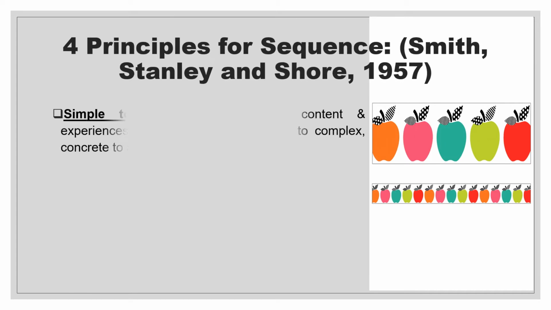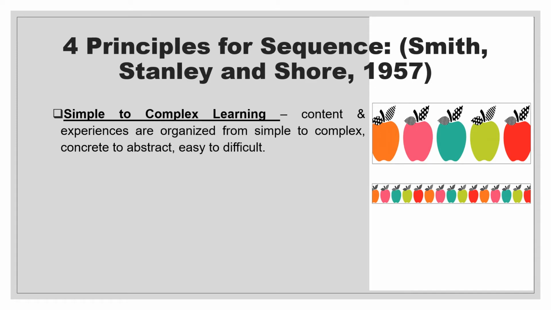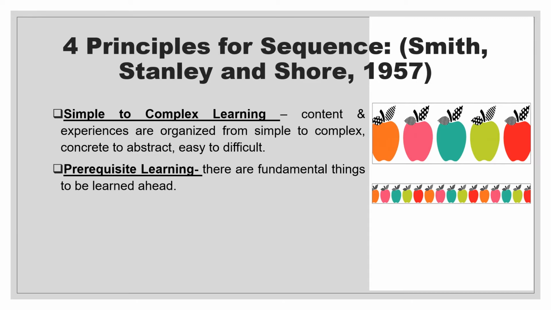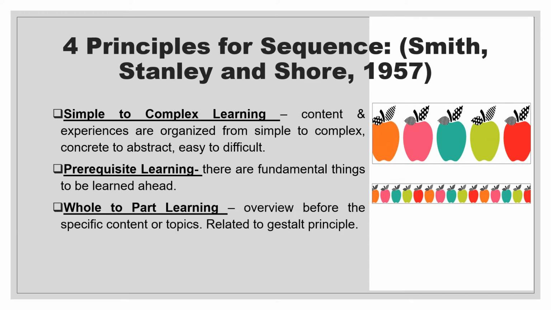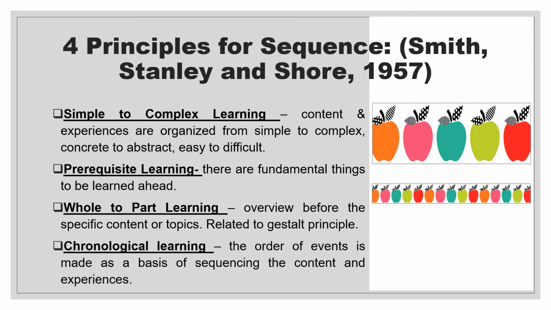Here are the four principles for sequence, according to Smith, Stanley, and Shores in 1957. First, simple to complex learning. Second, prerequisite learning. Third, whole to part learning. And last, chronological learning.